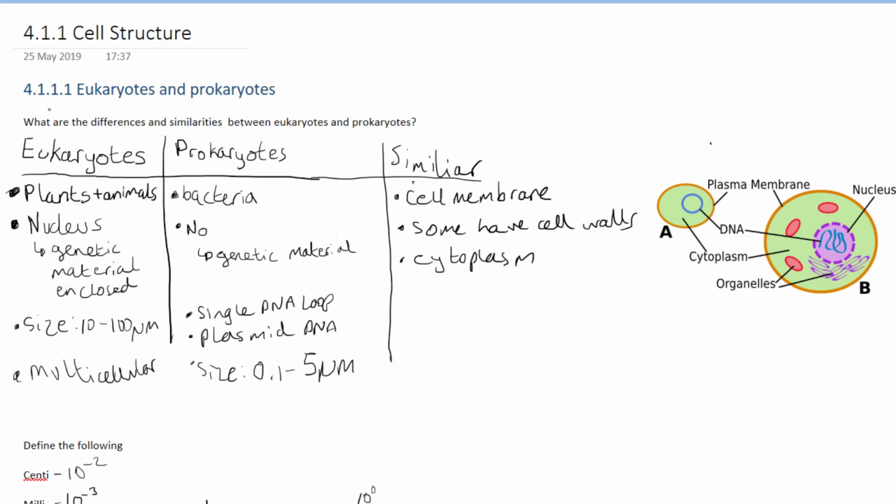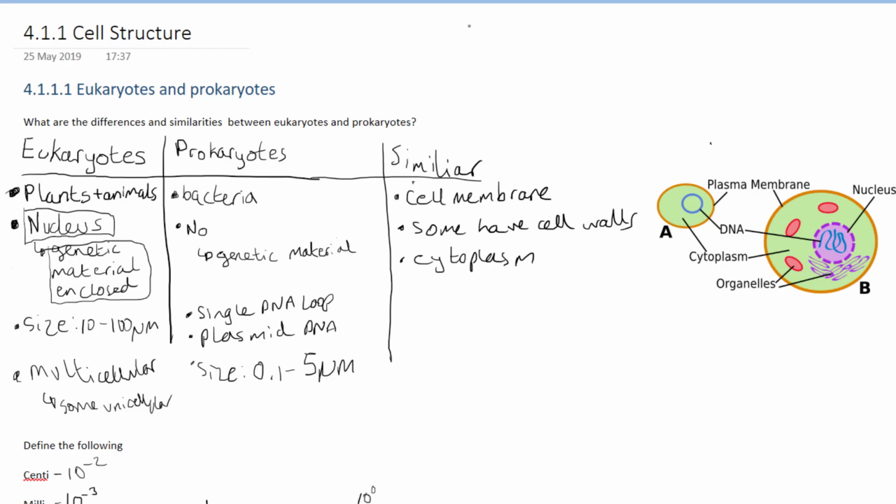They're mostly multicellular. However, there are some that are unicellular. That's why I don't tend to make this a big point, because both eukaryotes and prokaryotes have some that are multicellular and some that are unicellular. However, the majority of eukaryotes are multicellular. The big thing and the distinguishing feature of eukaryotes is the nucleus. We have an enclosed nucleus that contains all our genetic material.